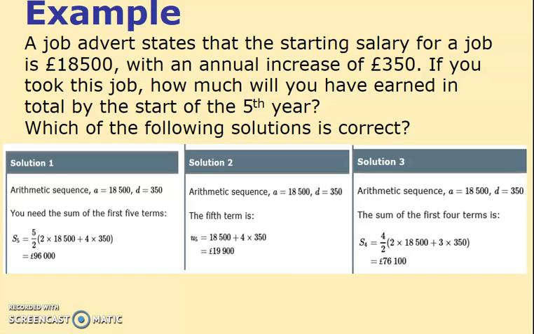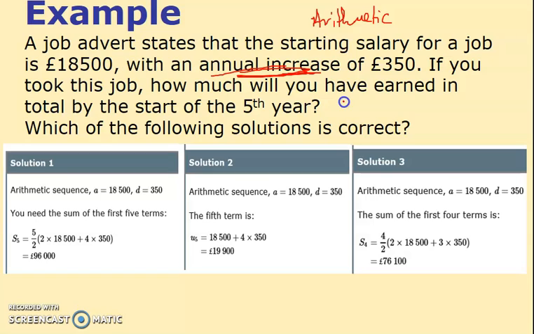A job advert states that the starting salary for a job is 18,500 with an annual increase of 350. This is again an annual increase. It's a set amount, this. This is not geometric, this is arithmetic. If you took this job, how much would you have earned in total at the start of the 5th year?